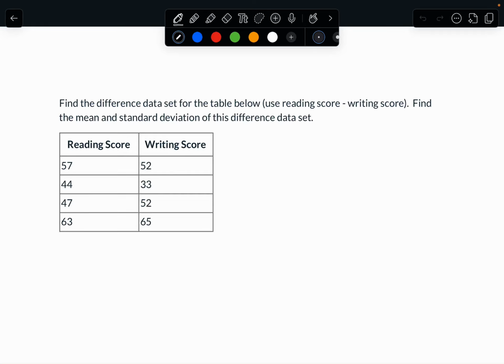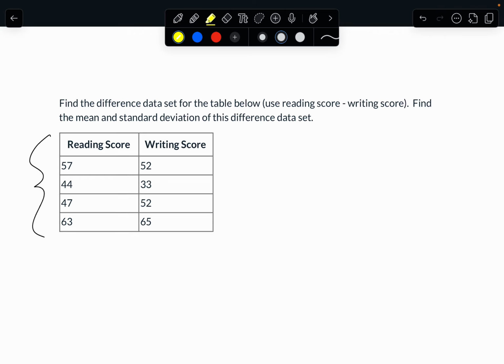In this video, we're just going to get some practice finding the difference data set when we're working with paired data, and finding the mean and the standard deviation of that difference data set. So we've got a very simplified data set from what we were looking at last time. It's only 4 different students' reading scores and their writing scores. And I want to find the difference data set for this table below and then find the mean and the standard deviation of that difference data set.